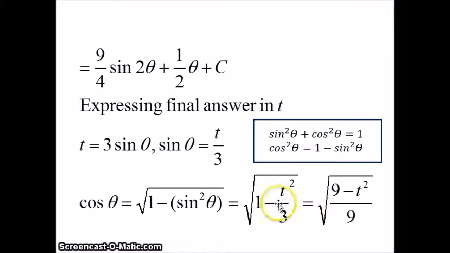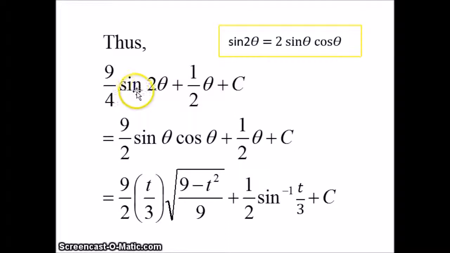And finally, cos theta equal to the square root of 9 minus t squared divided by 9. We can simplify our sine 2 theta using the double angle formula. Sine 2 theta equal to 2 sine theta cos theta. 9 over 4 multiplied by 2 sine theta cos theta plus half theta plus c. We rewrite the formula as equal to 9 over 2 sine theta cos theta plus half theta plus c.